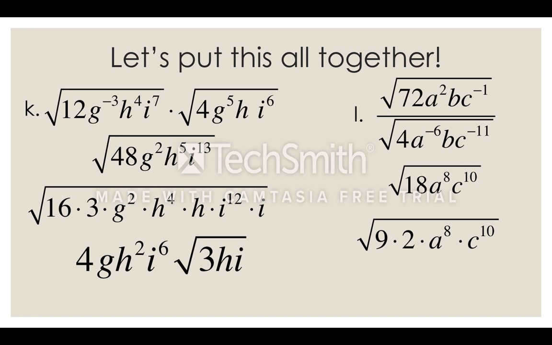And now we can rewrite this. Square root of 9 is 3. Square root of a to the 8th is a to the 4th. And square root of c to the 10th is c to the 5th. And I have a square root of 2 left over.